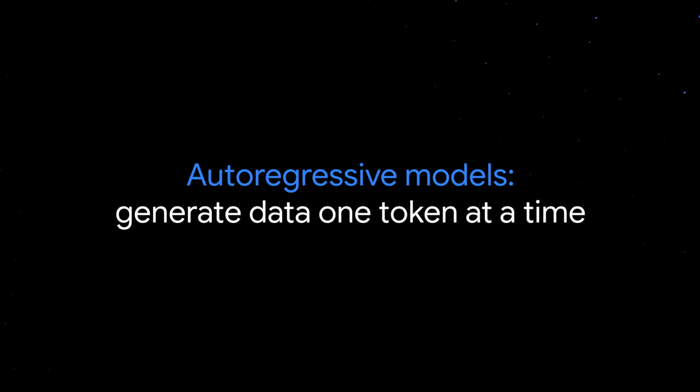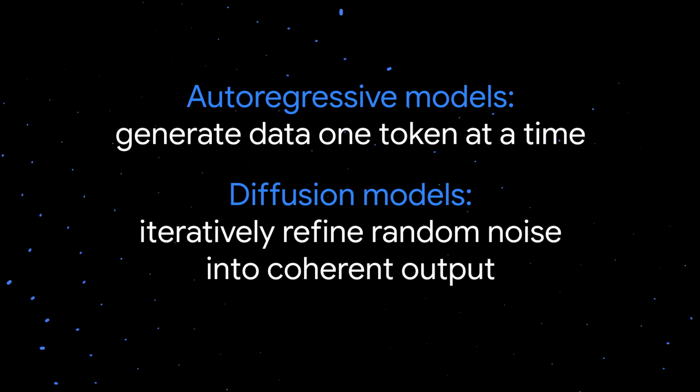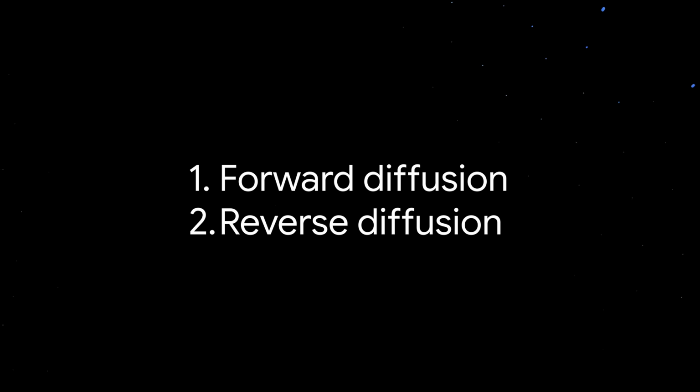While the core mechanism of autoregressive models is generating data one token at a time, diffusion models work by iteratively refining random noise into a coherent output. Let's see what this looks like for a single image. There are two steps to the diffusion process: forward diffusion and reverse diffusion.